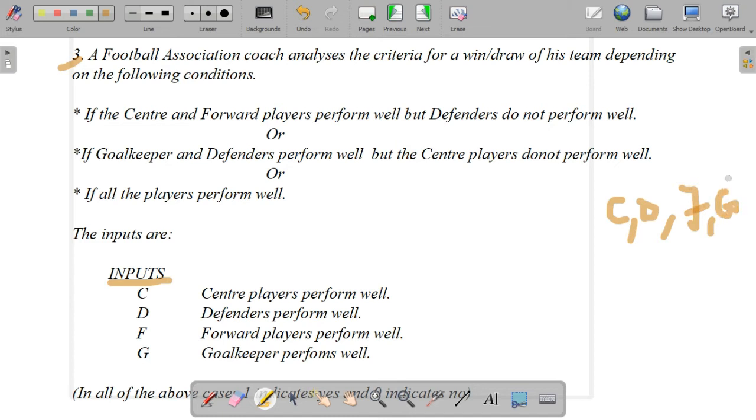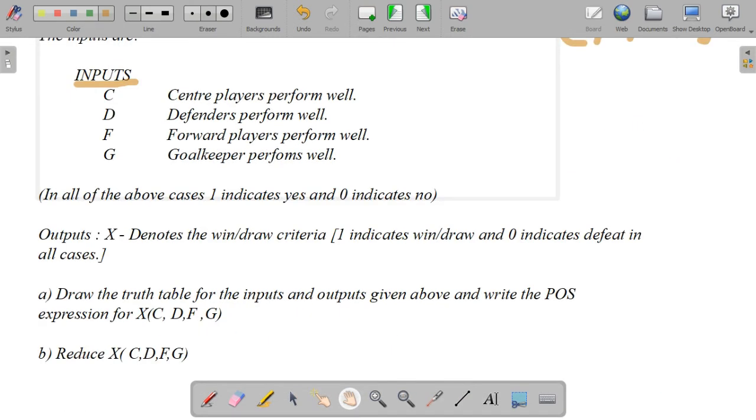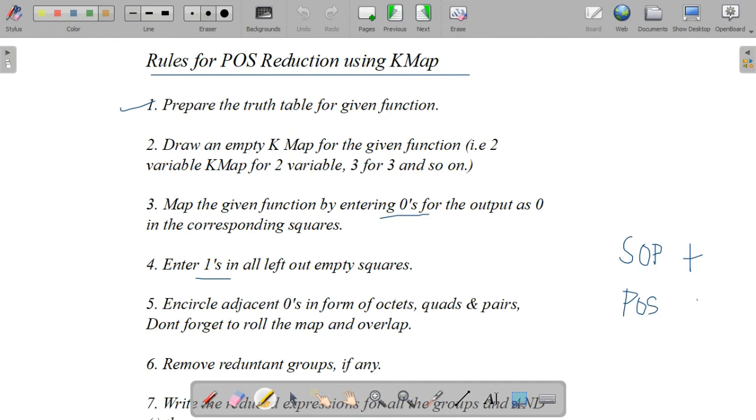So like this we can write. C indicates center players perform well, D indicates defenders perform well, F indicates forward players perform well, G indicates goalkeeper performs well. You can read all these points, and output X denotes the win or draw criteria. 1 indicates win or draw, 0 means it's defeat in all cases. So the first question: draw the truth table for the inputs and outputs given above. Write the POS expression for X of C, D, F, G. You can easily identify this. Actually, the input has been given here in the literals C, D, F, G, so the same expression here.